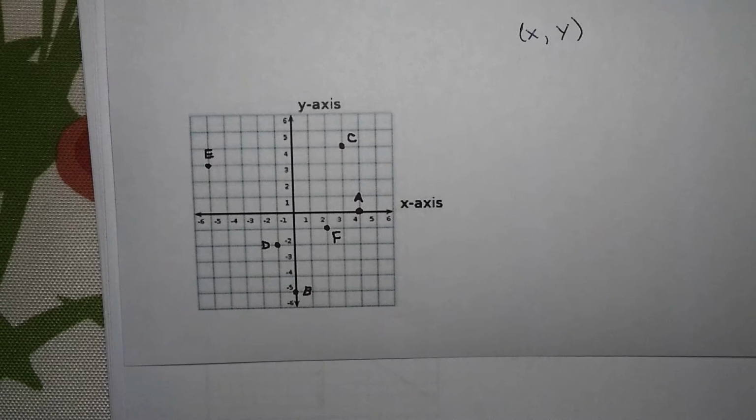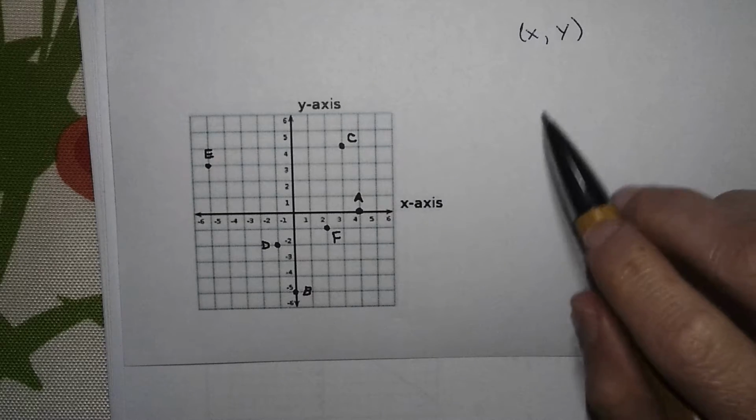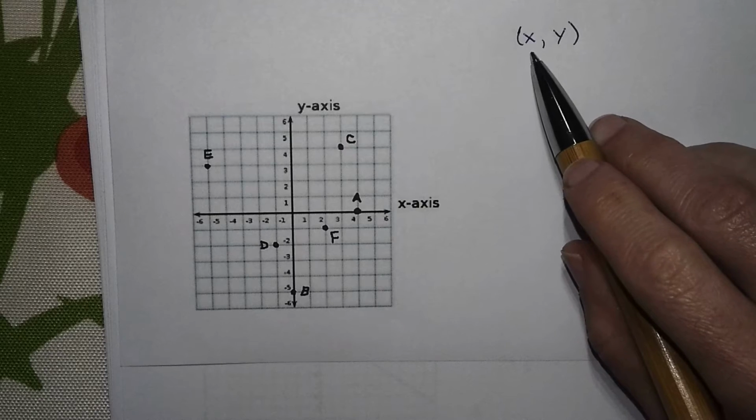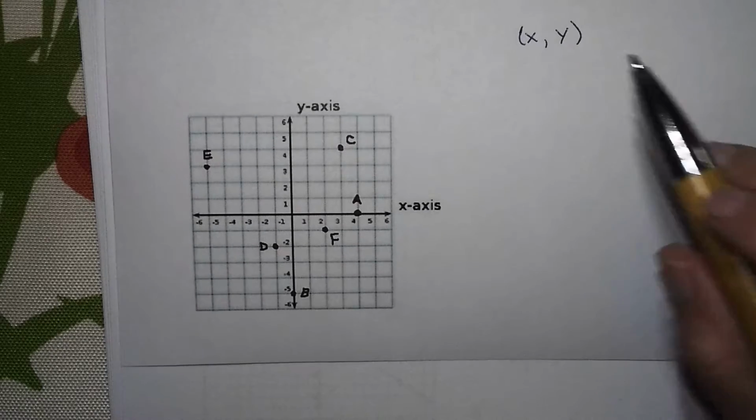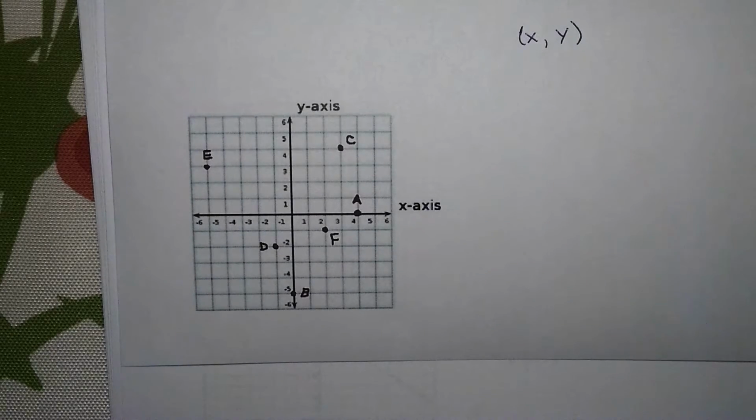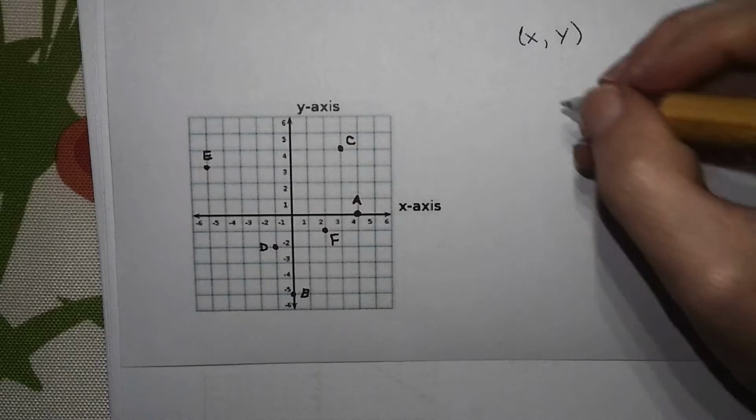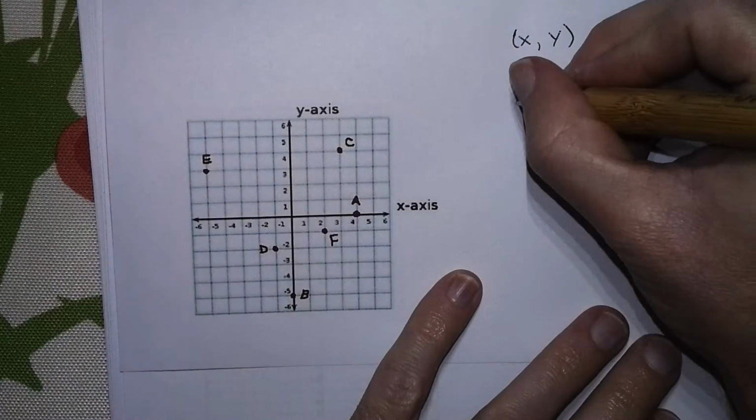Here is how you read coordinates from a coordinate plane. Coordinates are also called ordered pairs. Ordered pairs are always written your x coordinate and then your y coordinate. And don't forget your parentheses or comma in between them. So let's start off with the most basic one that is on this graph, which is C.